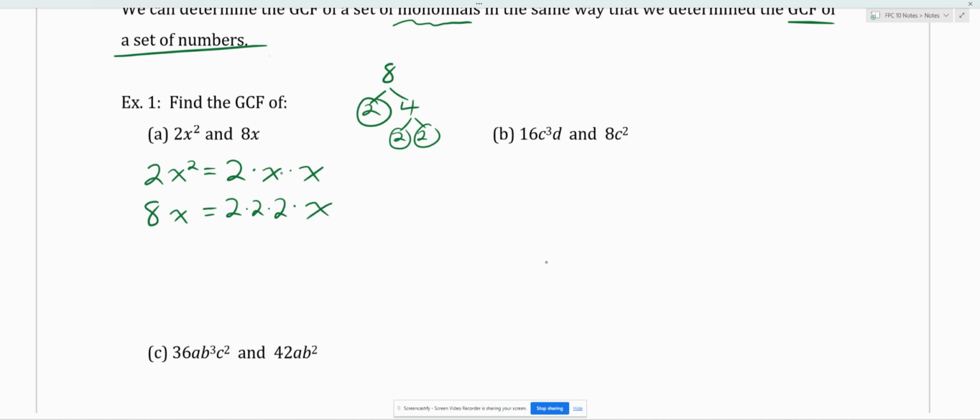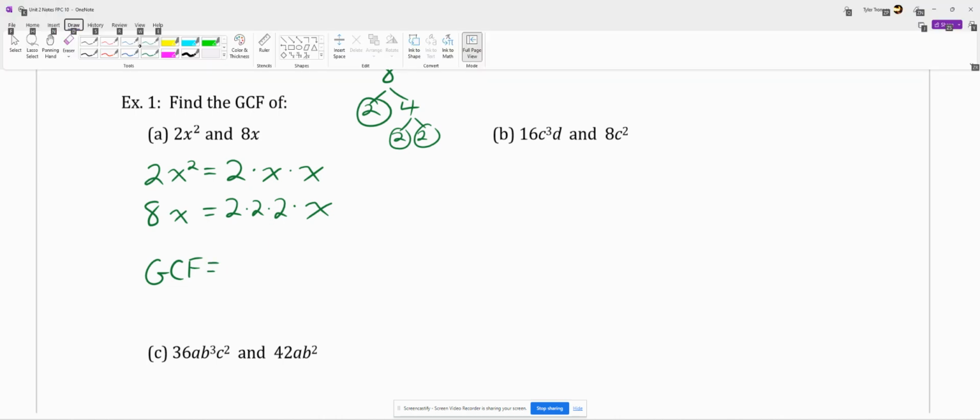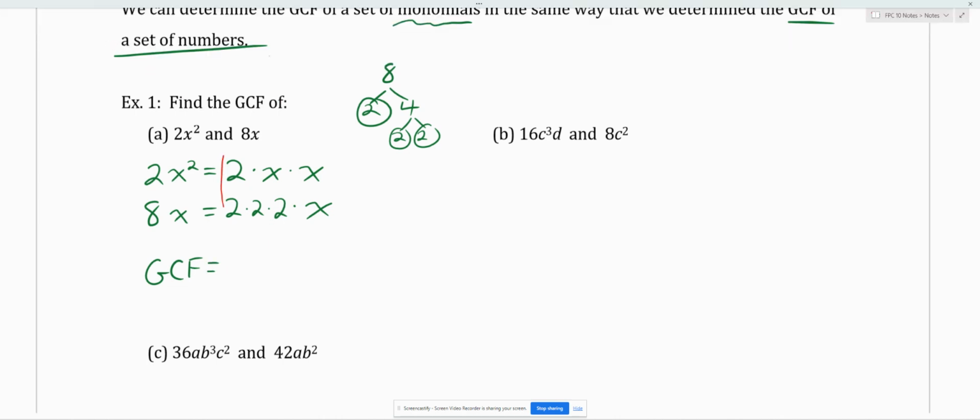And we're going to do exactly what we did before. How do I find my GCF? Well, before we did it with just numbers, and in this case, it would have been, oh, we have one common 2, so the GCF is 2. But now we also have variables. So we're going to find how many common variables we have, which is 1x in common. So our GCF is going to be 2 times x.